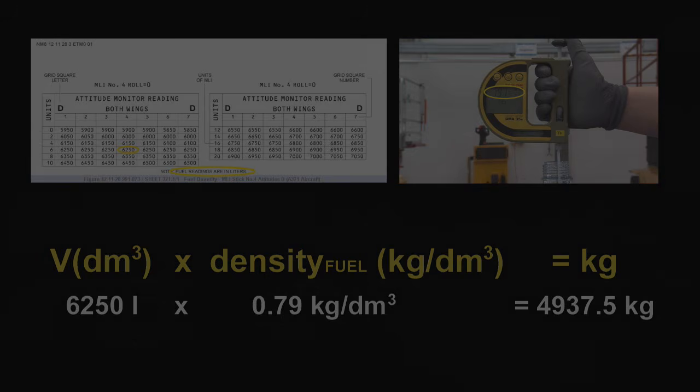For fuel mass calculation, the volume has to be multiplied with the density of the fuel. Add together the values for each tank to find the total mass of fuel in the aircraft.